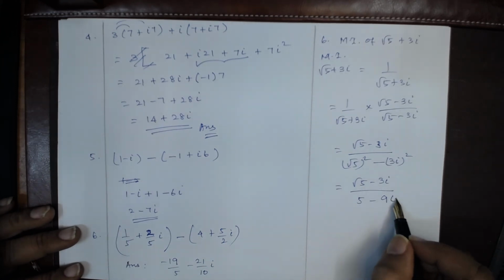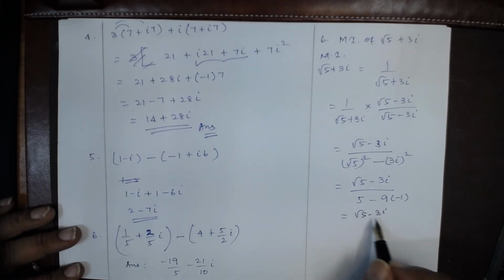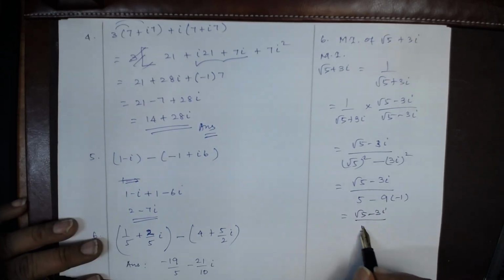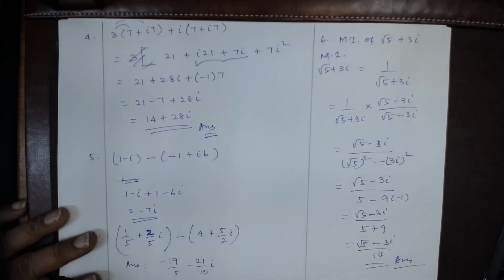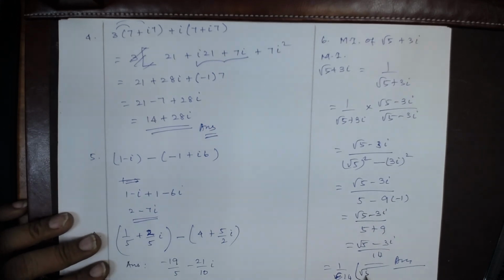Okay, so that is root 5 minus 3i divided by root 5 squared, 5, minus 3 squared, 9, i squared is minus 1. So root 5 minus 3i divided by 5 plus 9. That is root 5 minus 3i divided by 14. So this is the multiplicative inverse. So this can be written as 1 by 14 into root 5 minus 3i also. Okay.